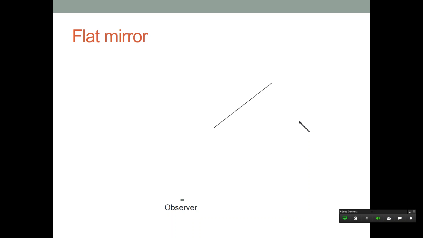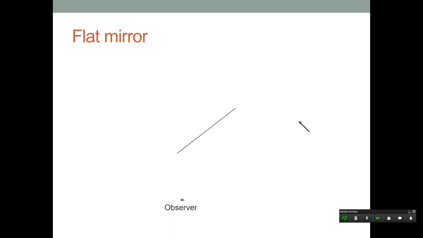Okay. So, not this one. This one. What I have here is an observer. I represented the observer by a little dot. Sometimes you'll see the observer as a little eyeball. Today it's going to be a little dot. I have my object, which is not a dot. Sorry, two-dimensional object. It's got a size to it. And I have my mirror here.